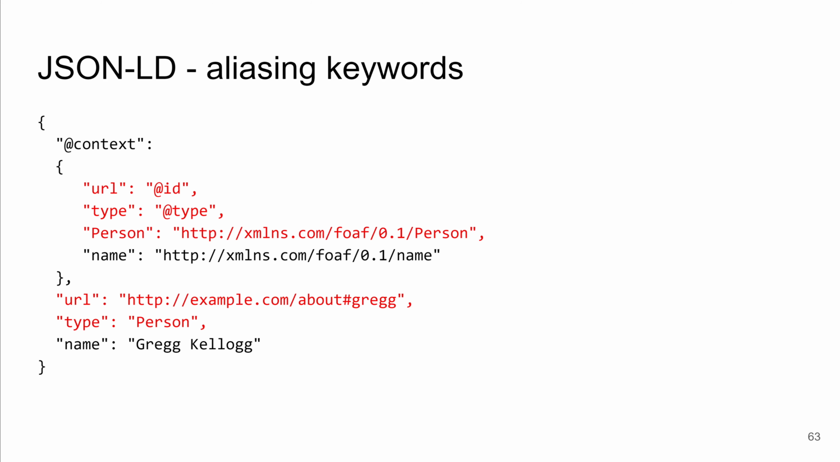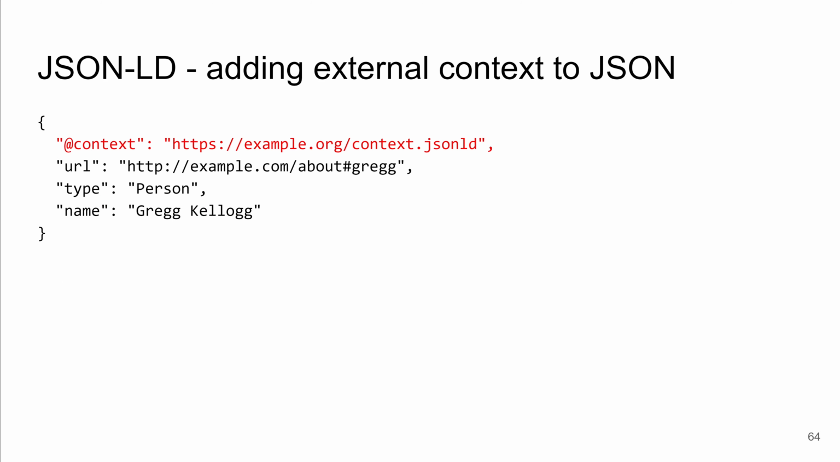Now, it may happen that the regular JSON developer says, okay, but I don't want to see the lengthy context definition in my JSON file. In that case, the context can be externalized. It can be published as a JSON-LD file somewhere on the web, and all that is left in the regular JSON file is one @context key pointing to the external context.